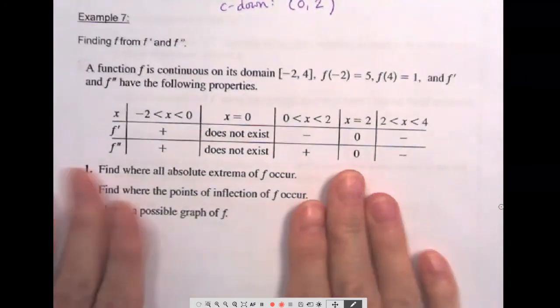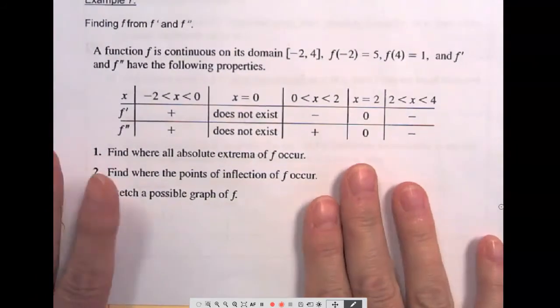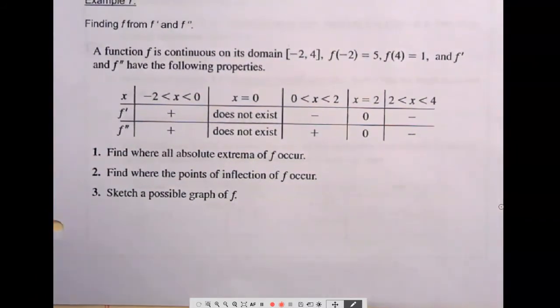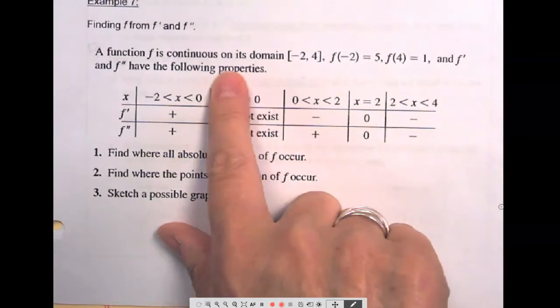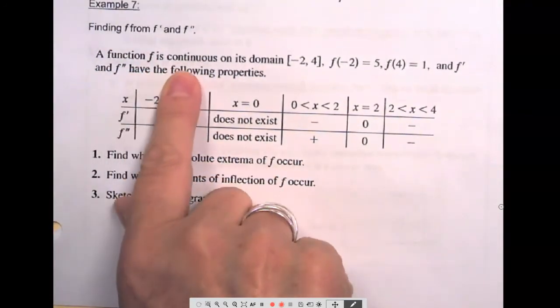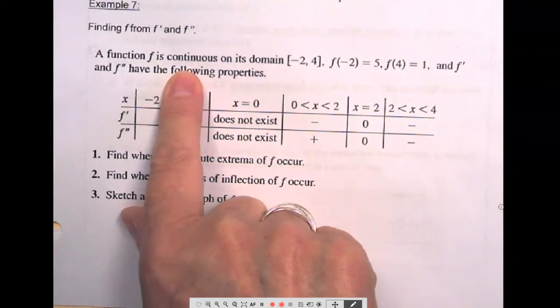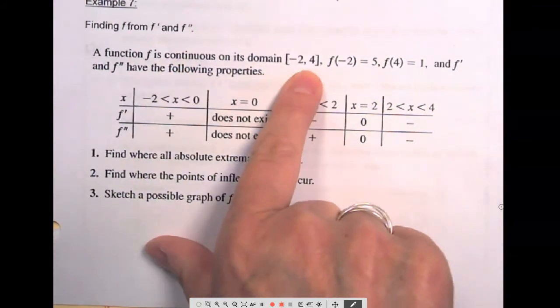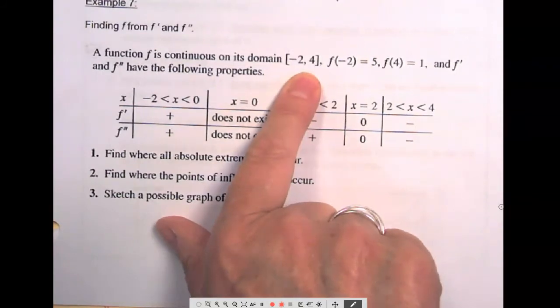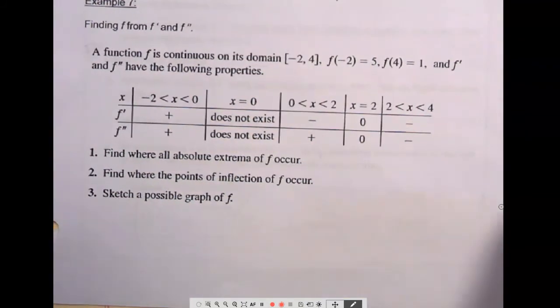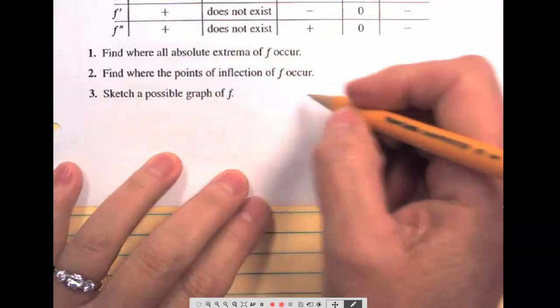These are, to me, easier to graph when they give us a table of information like this. Okay, so what I don't see in example 7 is an equation anywhere. I don't see an original, a derivative equation, or a second derivative. A function is continuous. What does that mean? It means it doesn't break, no break, on its domain, -2 to 4. Oh, means I have a small little graph to worry about from -2 to 4.